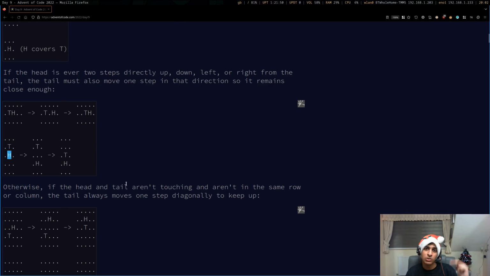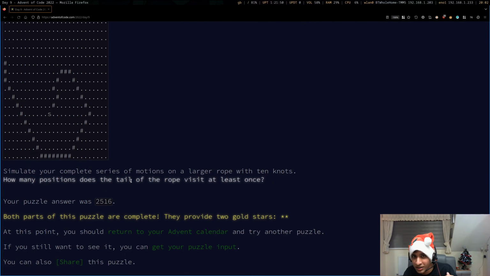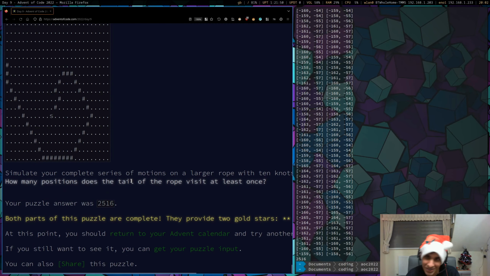And that's the issue. That's why you cannot just use the position of the head to determine the position of knot 10. It may take a while for that logic to really sink in, but that's just true. That's just a fact.